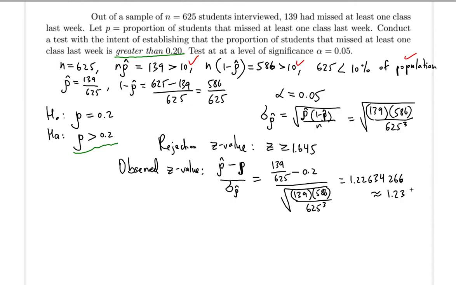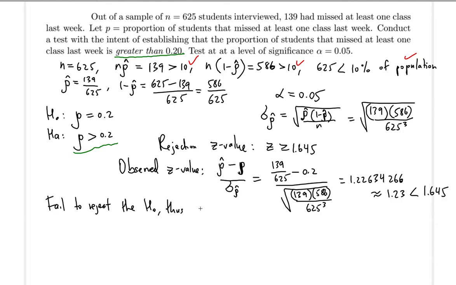So check this out. 1.23 is definitely less than 1.645, because the rejection z-value is when the z is 1.645 and above. But this one that we got, the observed z, is less than 1.645. So that means we failed to reject the null hypothesis. And what does that mean?